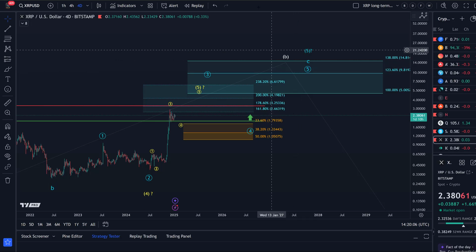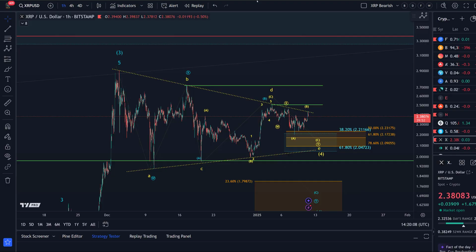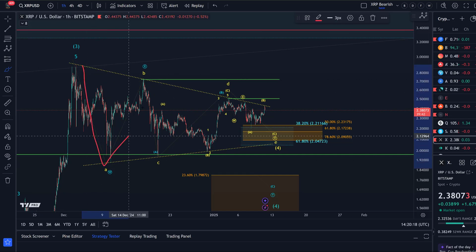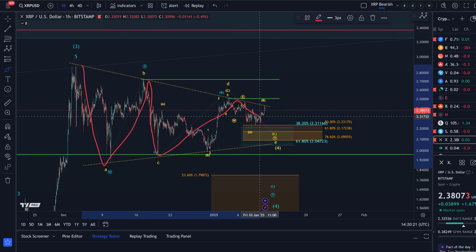Now, let's take a look at the shorter time frame. On the shorter time frame XRP chart, you see here this triangle, the price has formed an Elliott wave triangle pattern, and it's technically complete. We have an A wave, a B wave, a C wave, a D wave, and an E wave. And these patterns usually consist of 5 waves, so A, B, C, D, E.